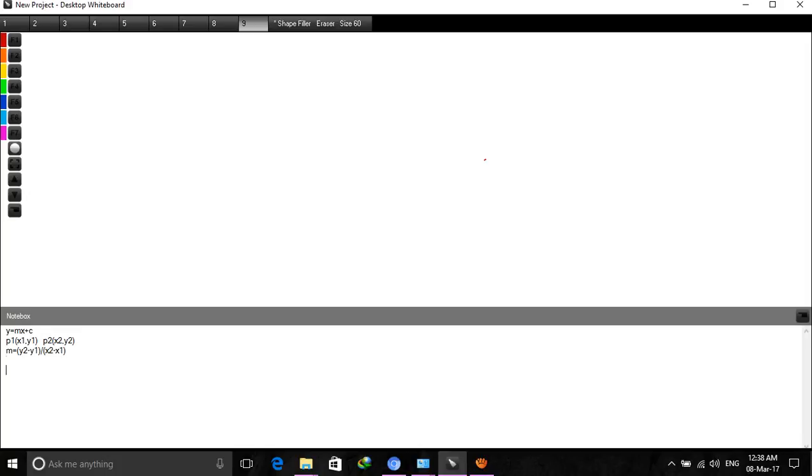So basically a line equation can be written in terms of this: y equal to, substituting the value of m, y2 minus y1 divided by x2 minus x1 into x, plus c. So this is basically the line equation, and we can easily get the value of c from this equation.